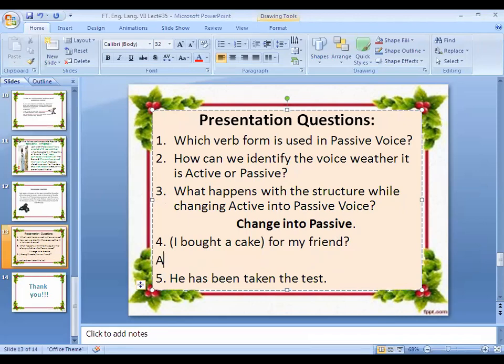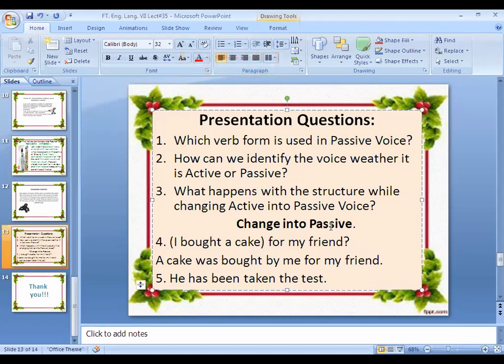Now you have to first make the structure reverse. A cake. Again you have to use the third form of the verb, B-O-U-G-H-T, bought. And before the main verb, you have to put the helping verb according to the active sentence. This is a simple past sentence and you have to use was or were over here. A cake was bought by me for my friend. Okay?